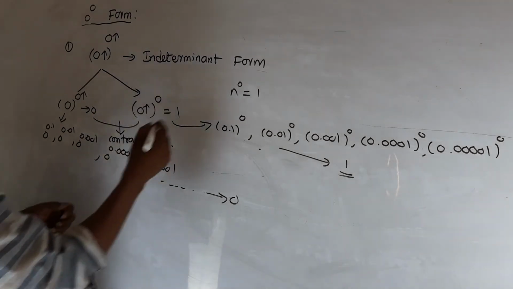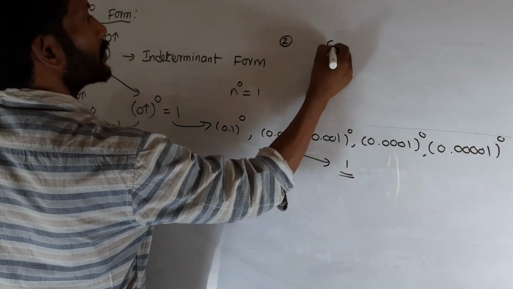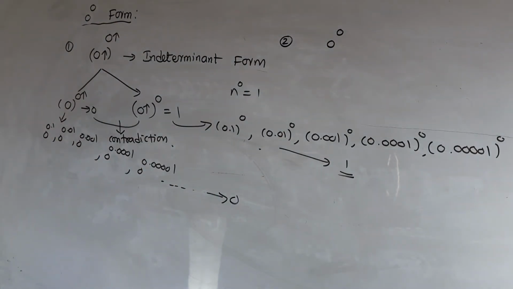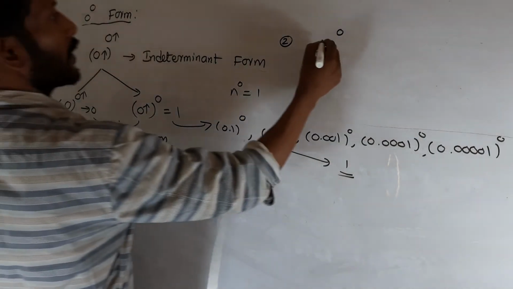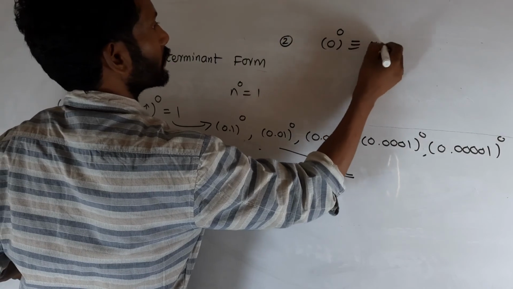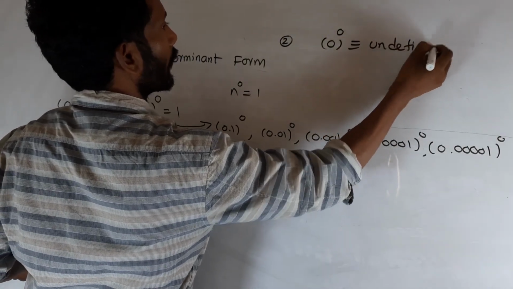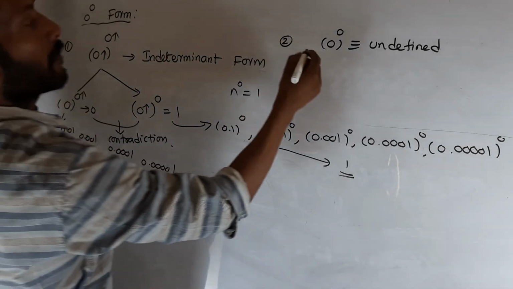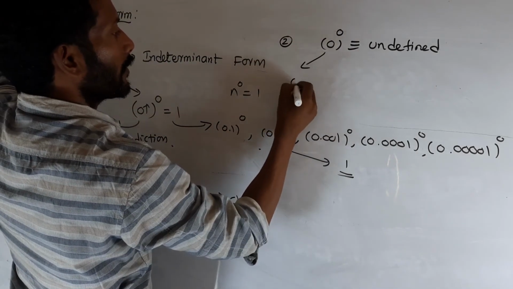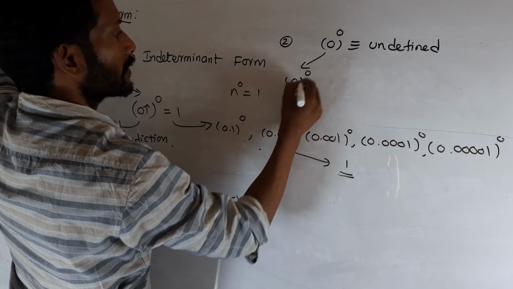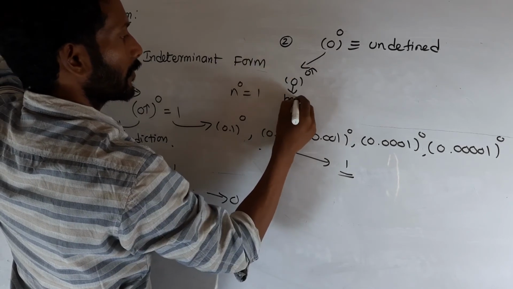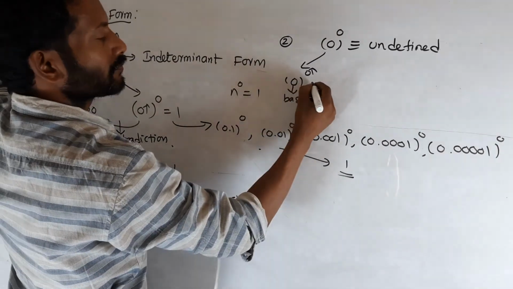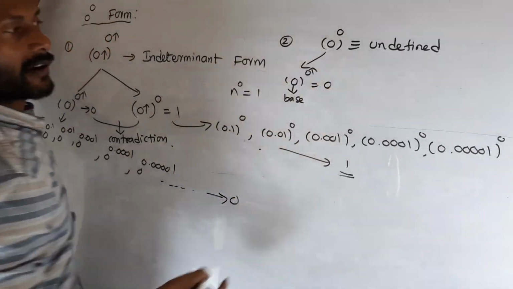This point, the second one: 0 power 0 is undefined. This one is also an indeterminate form. So 0 power 0, base exactly 0. Now base exactly 0, answer is 0. 0 power anything is 0.